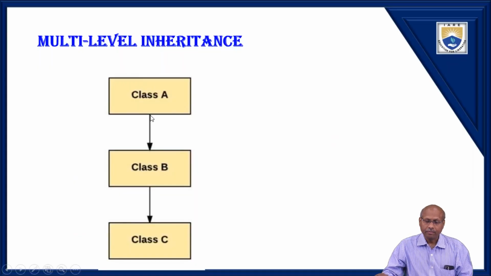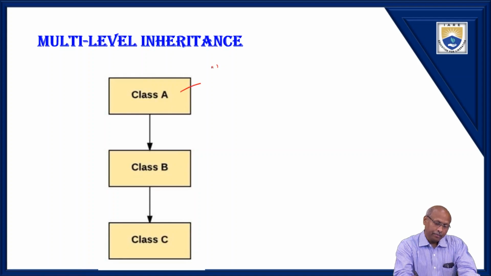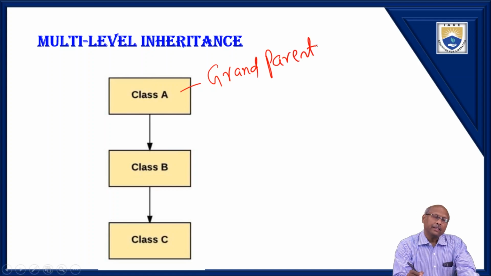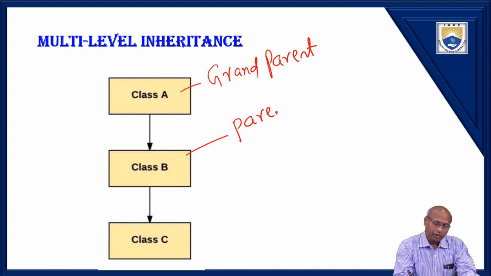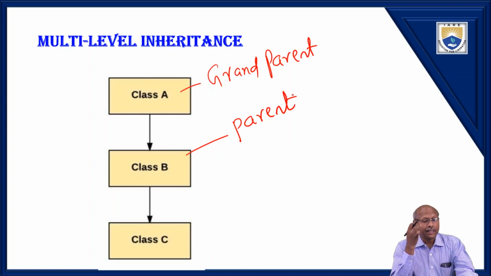For example, there is a class called A, a class called B, a class called C. Now, A is my grandparent class. This class has a set of attributes and a set of methods. Those things will be derived by class B. So, class B is my parent class. Whatever properties are there with the grandparent will also be available to the parent class. So that means you are reusing the existing resource.